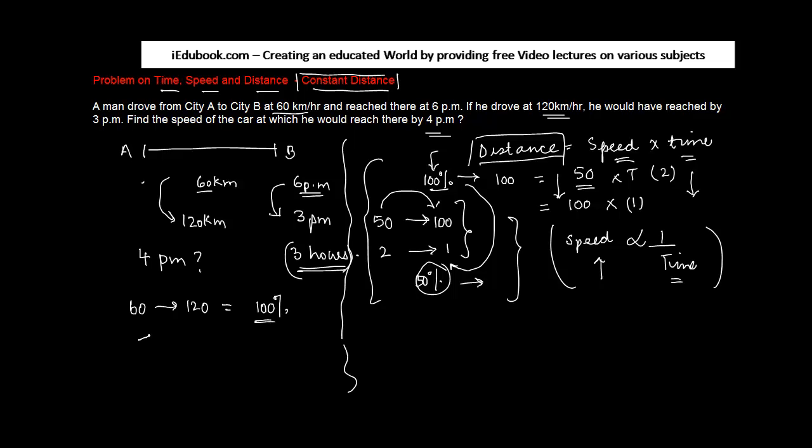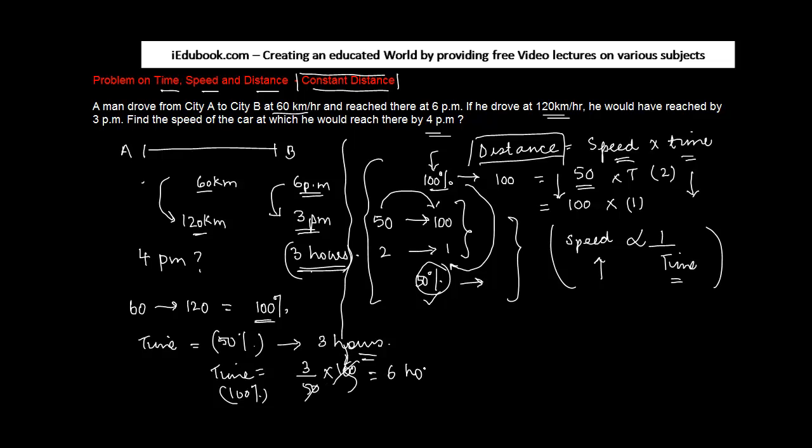Right? So if the speed is doubled, the time taken should actually be reduced. And how much? We saw here that it has to reduce by 50%. Right? And what do we know? We know that 50% of the time which is being reduced is 3 hours. That's what we are told, that if he would have driven at 120 kilometers per hour, he would have reached 3 hours earlier. So 50% of the time is 3 hours. So how much is the time taken? Time taken should be 100%, which is 3 divided by 50 into 100, or 6 hours. So he took 6 hours.